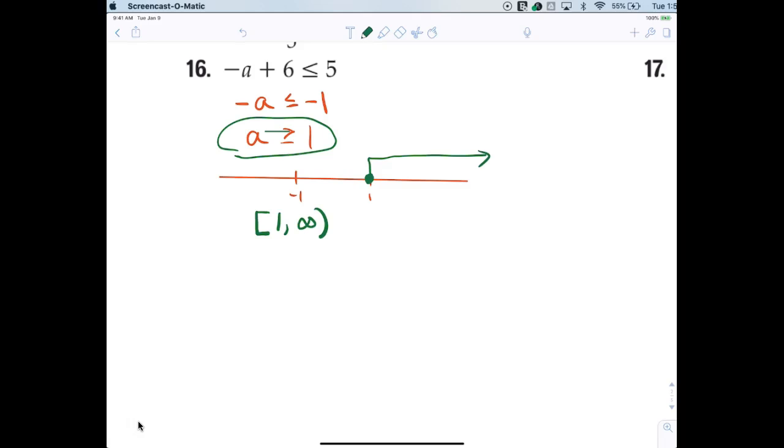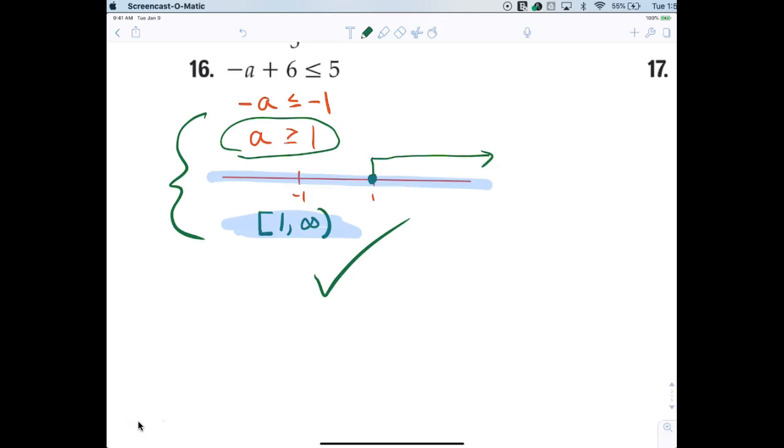Would you say that the answer would be that one? All three of these are the answer. This is the answer written out. This is the answer written on the number line, and this is interval notation. The most important one, believe it or not, is interval notation, because it solved the problem.